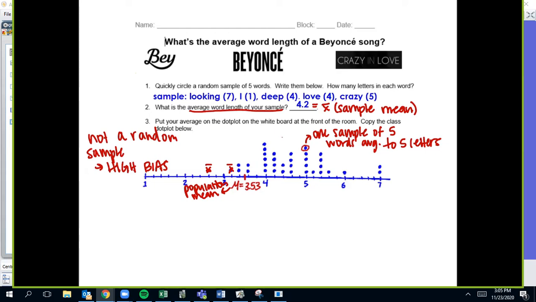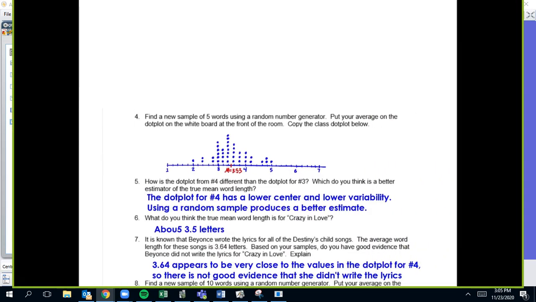All right, we're going to keep going. Looking at number 4, this was a random sample. And if you look at the center of this distribution, it is pretty close to the actual mean. And so we're going to say this is unbiased, or low bias, because the mean of the population was the mean of the different samples.